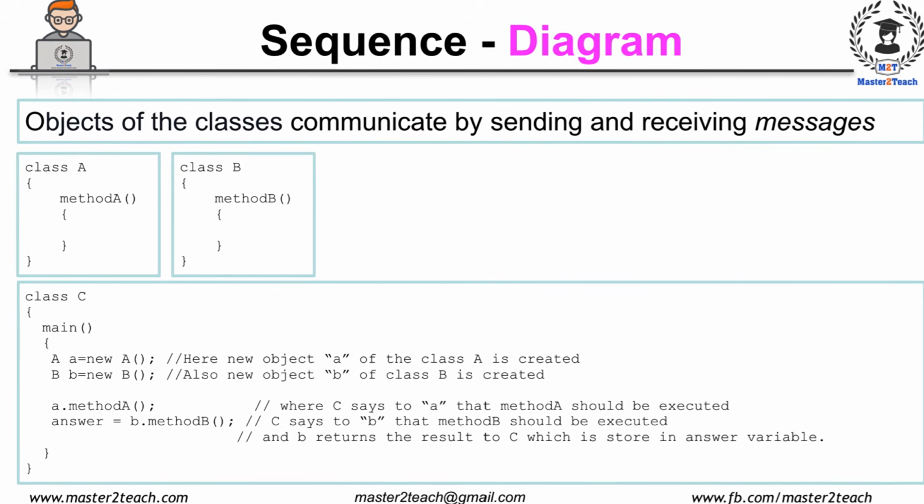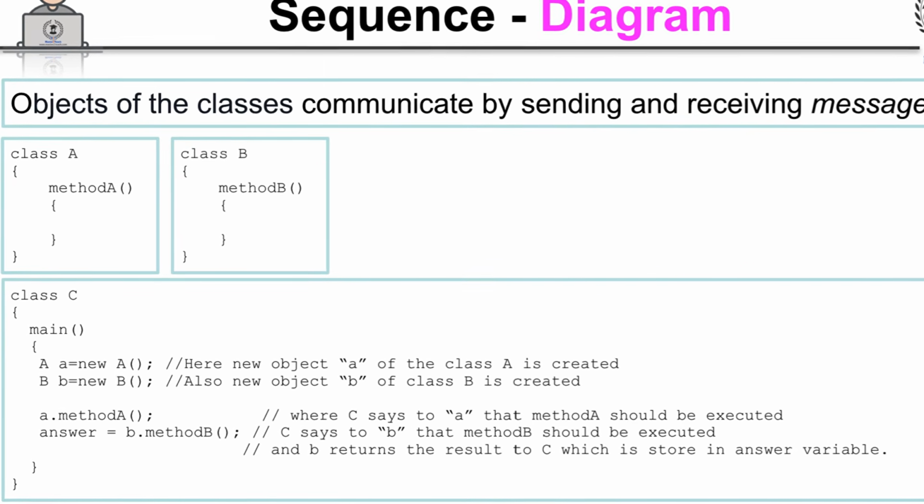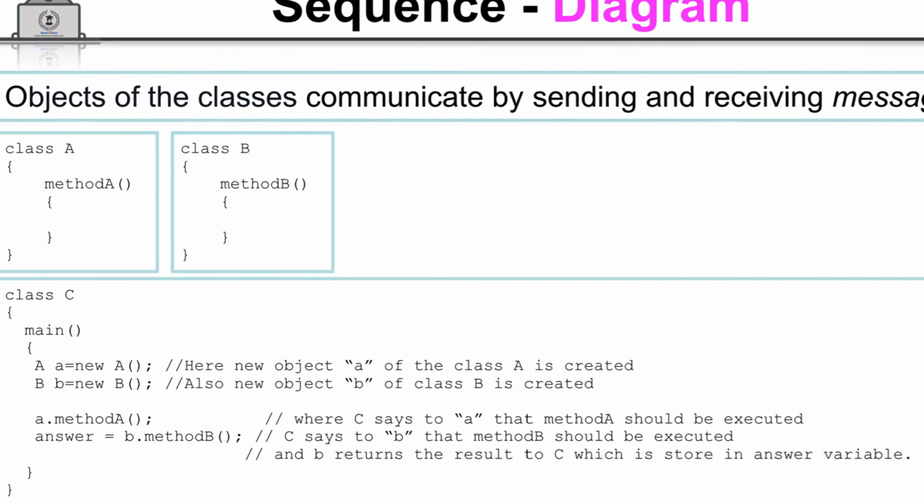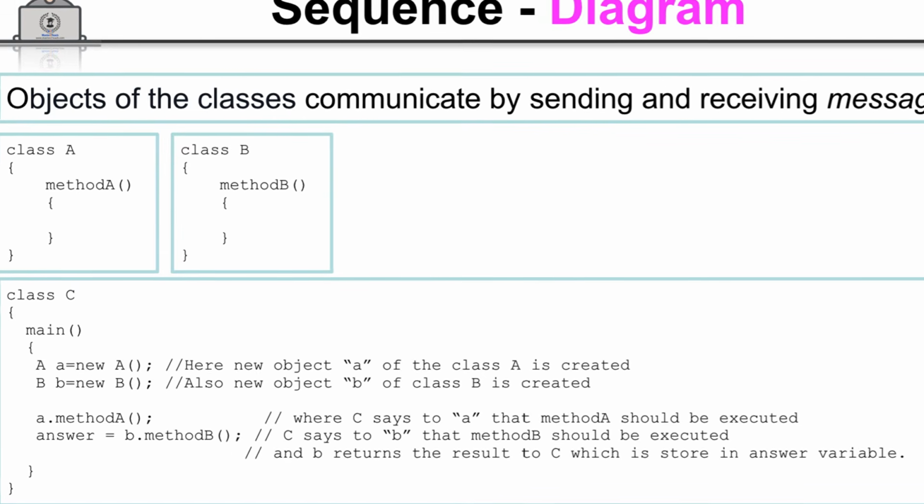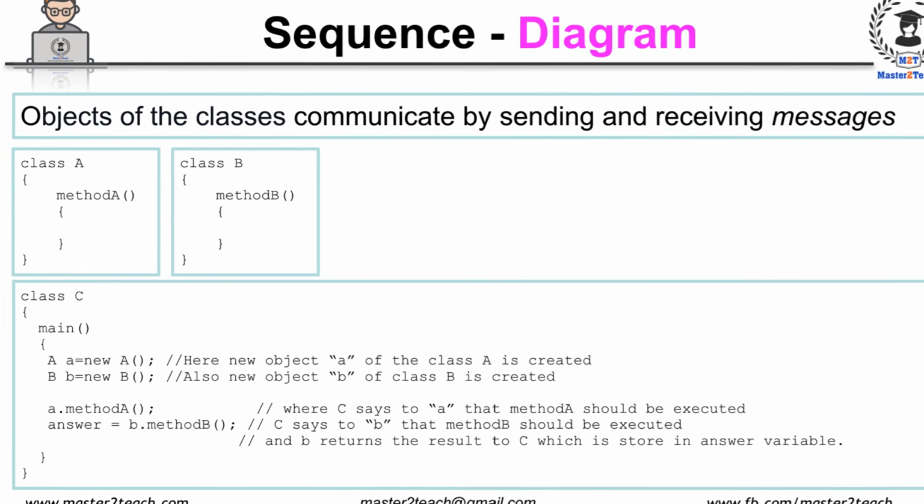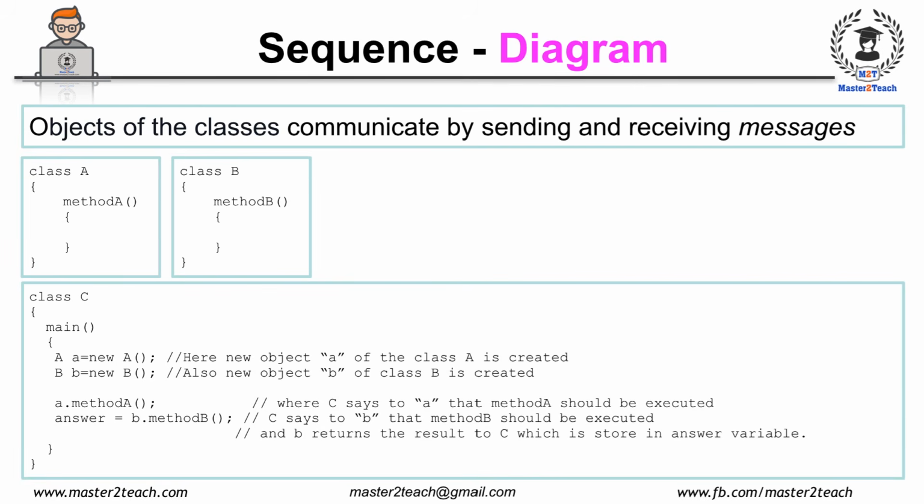A.methodA, where C says to A that method A should be executed. Answer is called to B.methodB. C says to B that method B should be executed and B returns the results to C, which is stored in answer variable. In this way, objects of the classes communicate by sending and receiving messages. I hope you are more clear about how do the objects communicate.